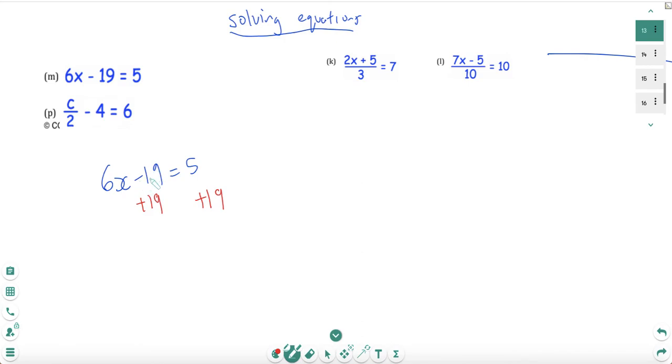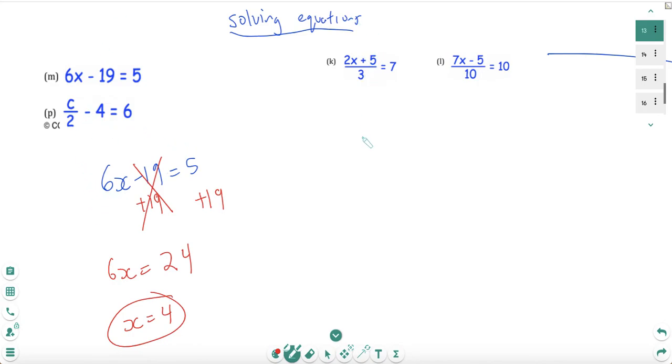Now, minus 19 and plus 19, they're opposites, so they cancel out. So we're left with 6x is equal to 5 plus 19, which is 24. Here. Now, what does 6x mean? Well, it means 6 times something is 24. Well, pretty obvious. X must be 4, because 6 times 4 is 24, so x equals 4.